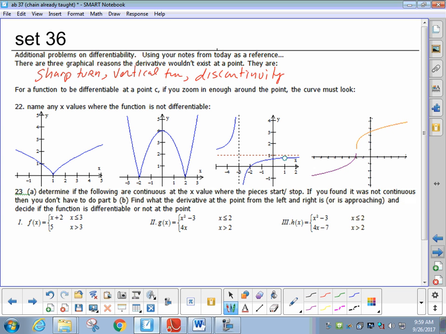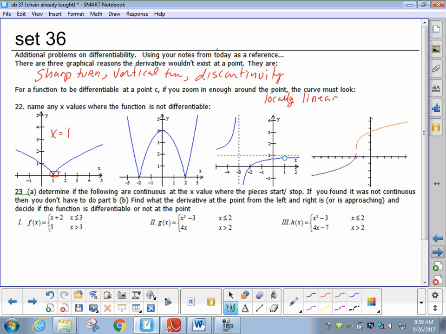For a function to be differentiable at a point c, if you zoom in enough around the point, the curve must look locally linear. It must look linear. All right. Well then, surely on number 22, if you zoomed in around 1, it would never look locally linear, so that means the function's not differentiable at 1.